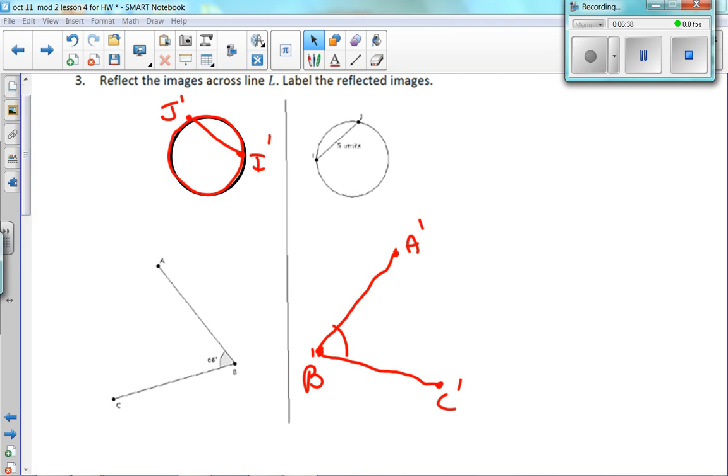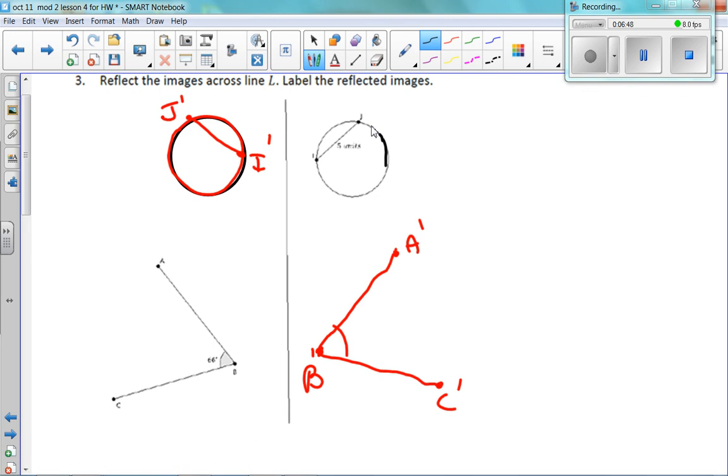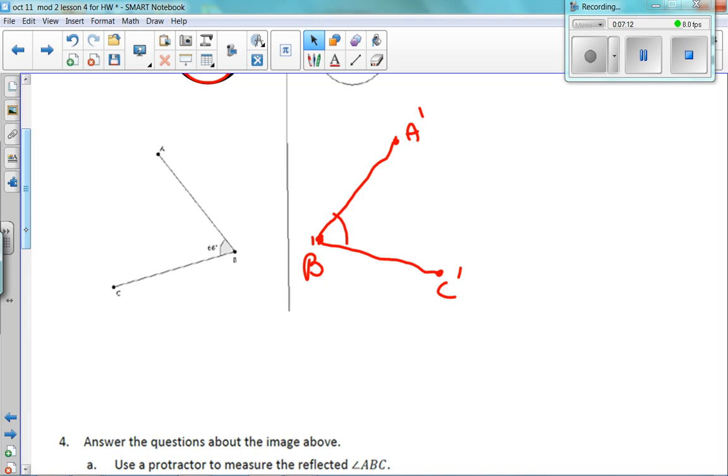Now let's look at the reflected images across line L, problem number 3. When we reflect the circle across the line, we get the circle, the image in red. Notice the position of J and I. J is the same distance as J prime from the line of reflection, and I is the same distance as I prime is from the line of reflection. The two angles are also reflected. B is the same distance as B prime, C is the same distance as C prime, and A is the same distance as A prime. So let's answer these questions.